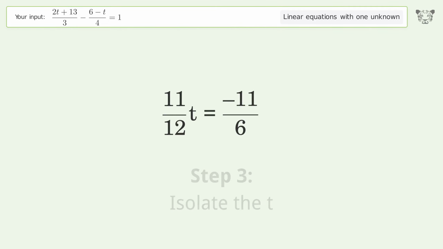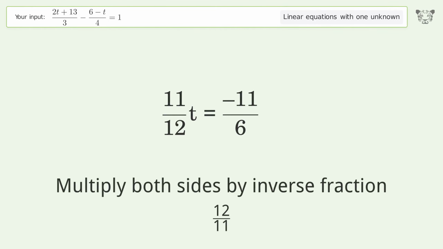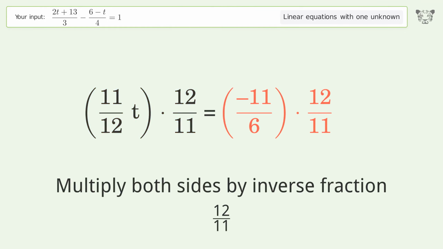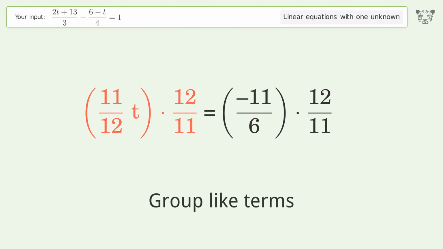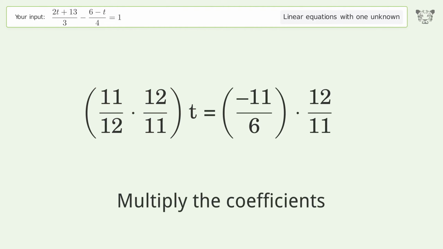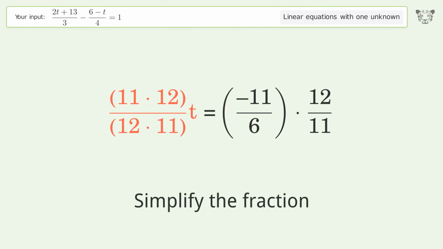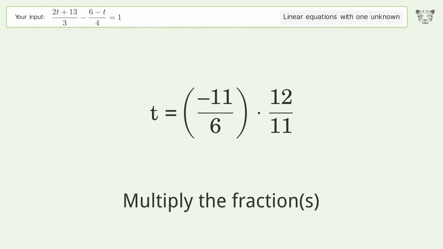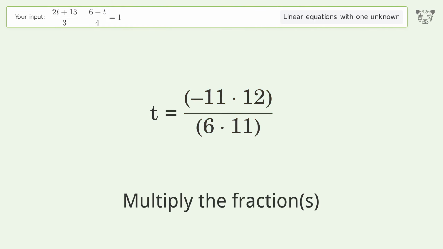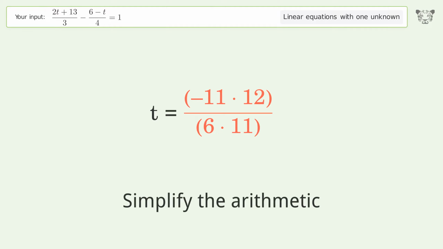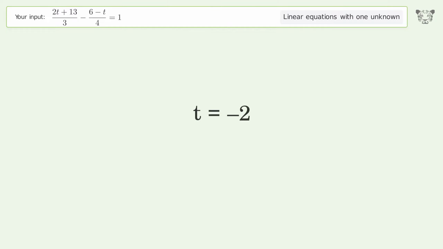Isolate the t. Multiply both sides by inverse fraction 12/11. Group like terms. Multiply the coefficients. Simplify the fraction. Multiply the fractions. Simplify the arithmetic. And so the final result is t equals -2.